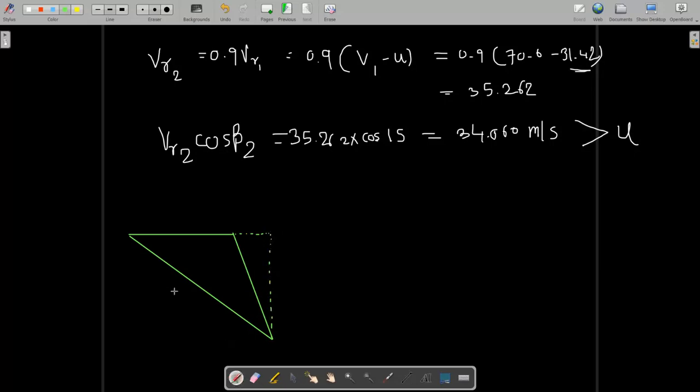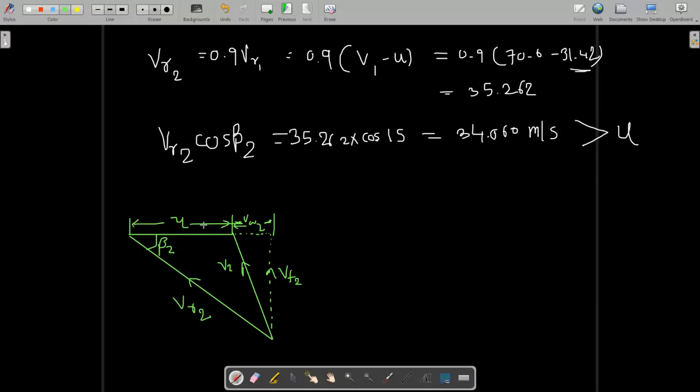So this is the relative velocity component VR2. It is making an angle beta 2. This is the absolute velocity component at outlet, and here it is VF2. VF2 is the velocity of flow at outlet, which is responsible for discharge. And this much component, the small portion, is known as VW2. And this is U, the peripheral velocity of the turbine.